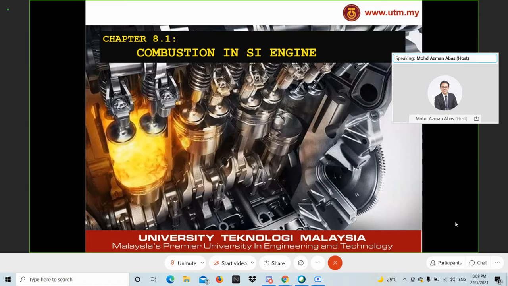The compression ratio needs to be high, the pressure needs to be high, and most importantly, the fuel's self-ignition temperature needs to be low, in order for the combustion to start in CI engine. But let's dig further into the combustion process. We'll start with the SI engine first.